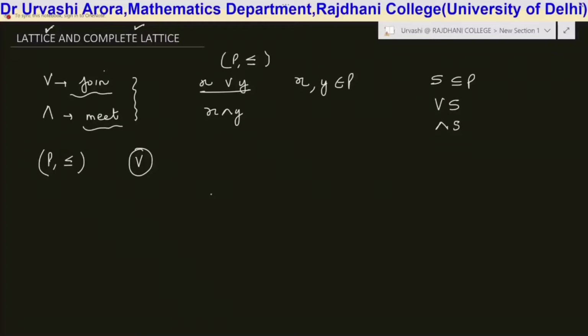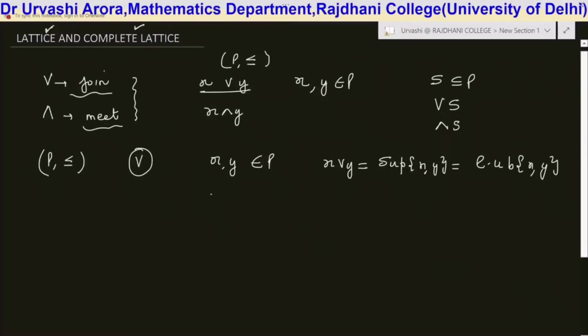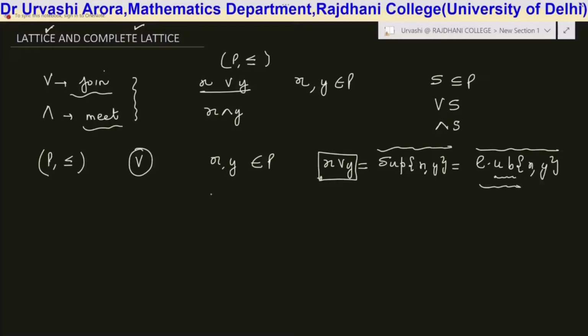This operation, denoted by V, is called the join operation. Now if you pick up any two elements X and Y belonging to P, then X join Y is the supremum of X and Y, or the least upper bound of X and Y, provided the supremum of X and Y exists. So the least upper bound of X and Y is that upper bound of X and Y which is the least. So if this least upper bound of X and Y exists, then it is called the join of X and Y, and this is the notation that you use for the join of X and Y. So this was one thing that was discussed in detail in my earlier videos.